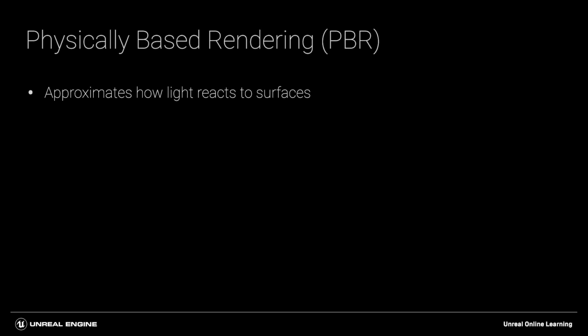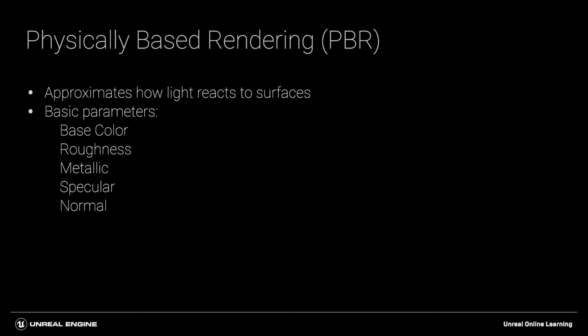Unreal Engine renders materials using physically based rendering, a type of shading that seeks to approximate how light realistically reacts to surfaces. The parameters that we will usually use to determine how an object reacts to light using PBR shading are base color, roughness, metallic, specular, and normal.